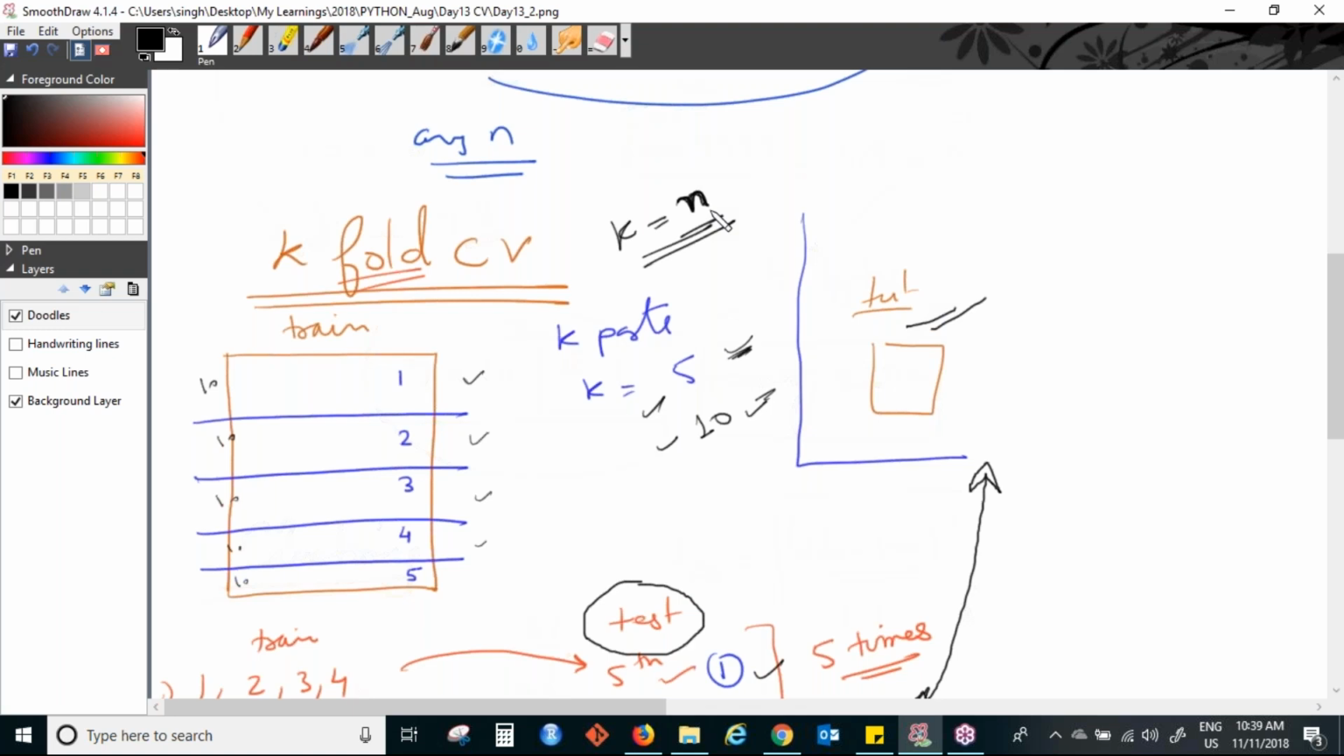It will become the same as leave one out cross validation. Okay. So we usually take k as a small number, 5 or 10. Because if we take a very large number, it will be similar to leave one out cross validation. The model will run so many times and it will take a lot of time to run. So to avoid that, we only take 5 or 10.